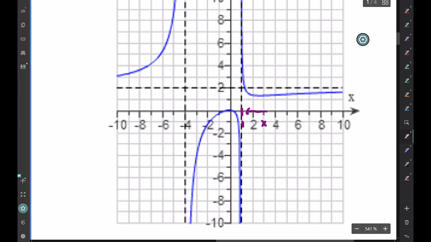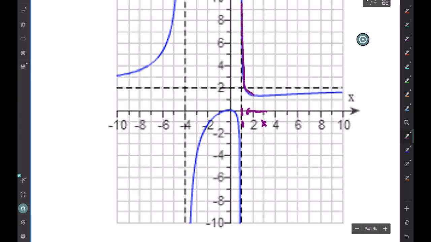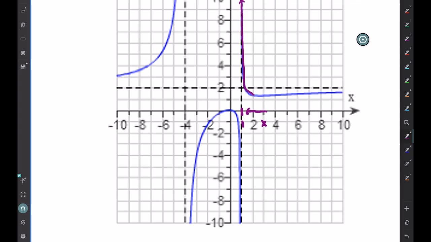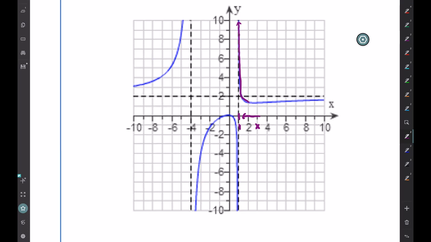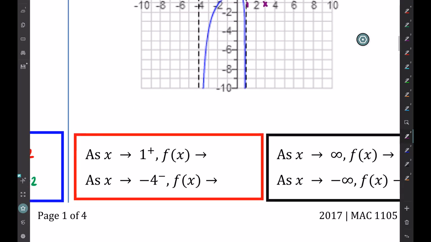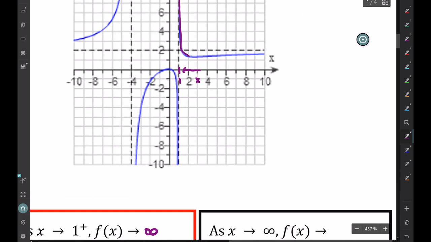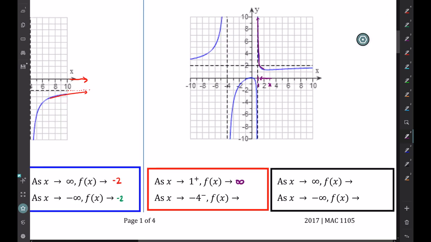And now the question is, where are the y values going as x is moving towards 1? Well, this is a vertical asymptote. You can see that this thing is actually increasing indefinitely. It's going to positive infinity. So the y values are going to positive infinity as x approaches 1 from the right. Okay? So we'd say positive infinity because the function is increasing indefinitely.